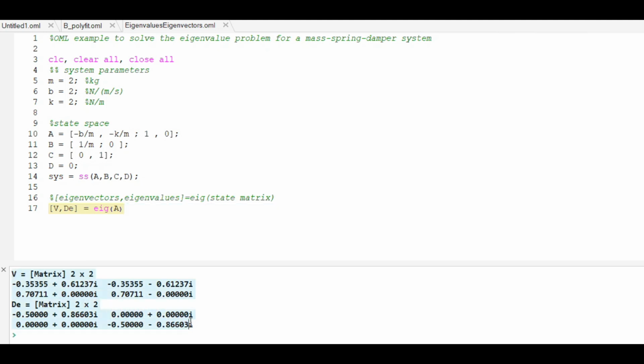We will then walk through a complete OML program that calculates the eigenvalues and eigenvectors of a mass spring damper model. Even if you are new to control systems, state space modeling, or vibration analysis, this example will provide a practical introduction to these concepts. By the end of the video, you will understand both the mathematics and the code behind the solution.